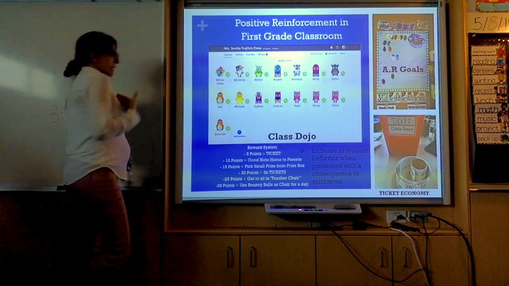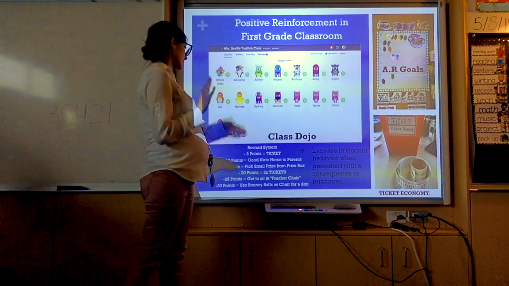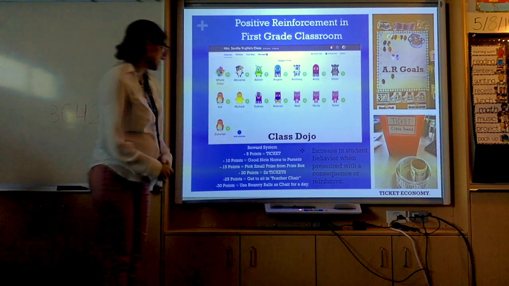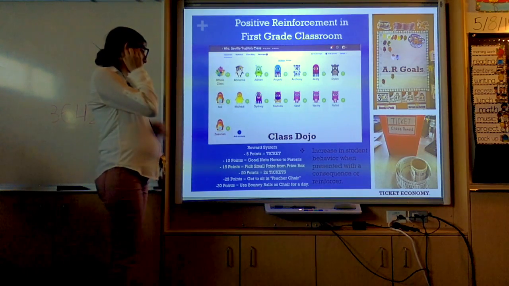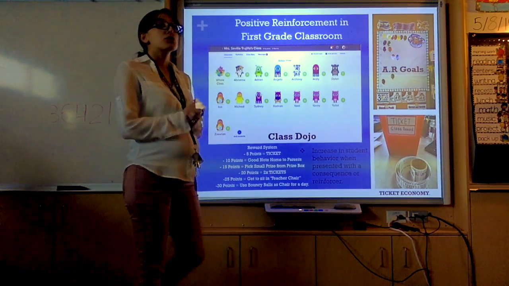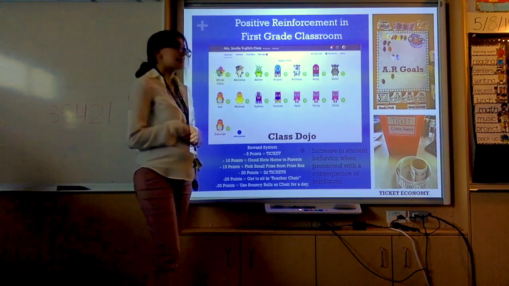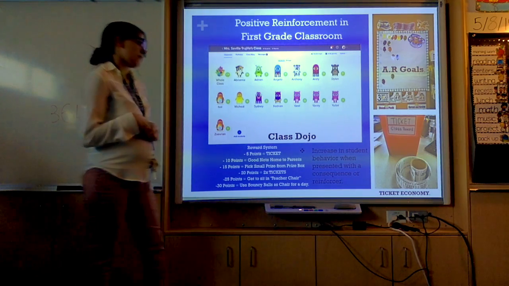So what I have for my reward system is for every 5 points, the students will get a ticket. For every 10 points, they get a good note home to parents. For every 15 points, they pick a small prize from the prize box. For every 20 points, they get 2 tickets. At 25 points, they get to sit in the teacher chair. And at 30 points, they use bouncy balls as a chair for a day.